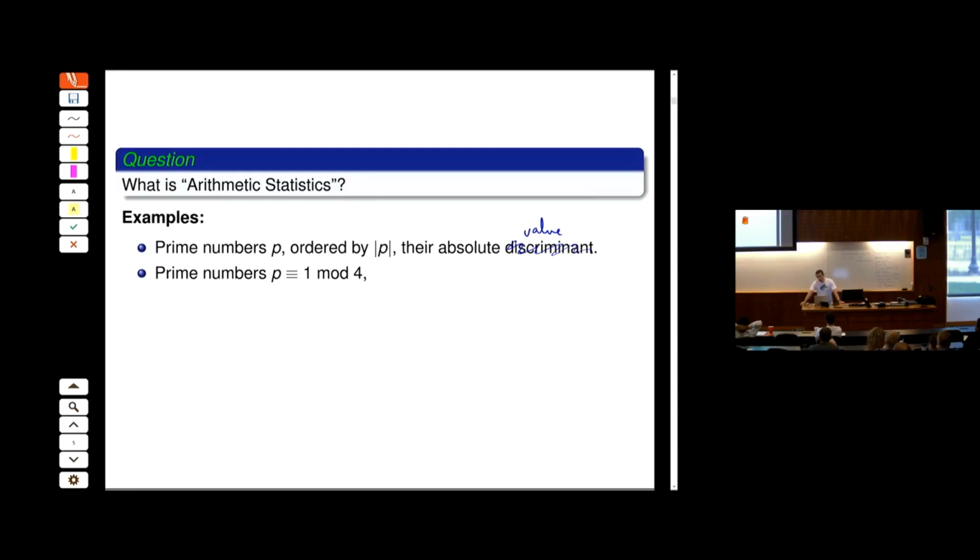So we want to know prime numbers. We can order them by their absolute value. And then there are families, like, for instance, the primes that are 1 mod 4. But as I said, sometimes we want to compare with other families.